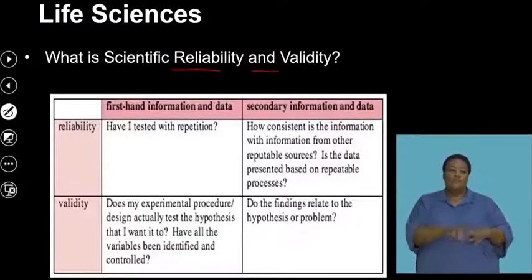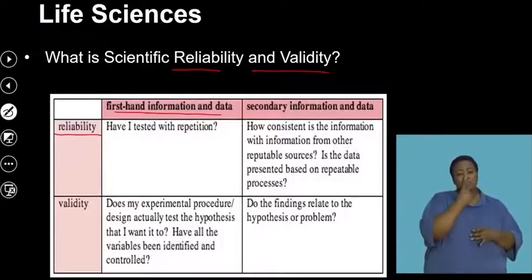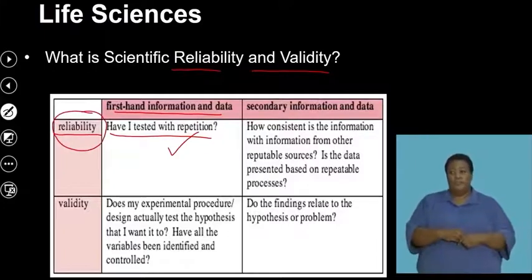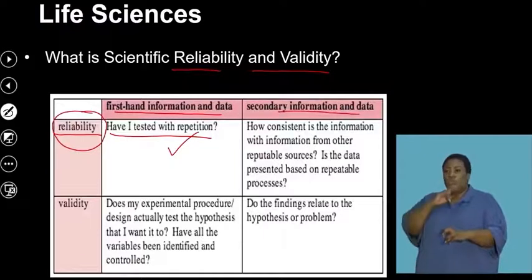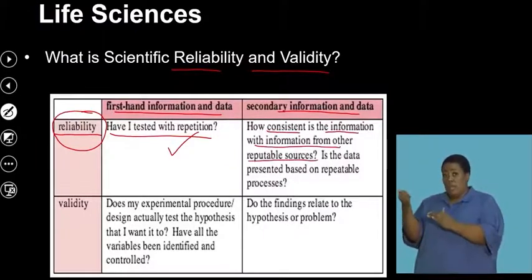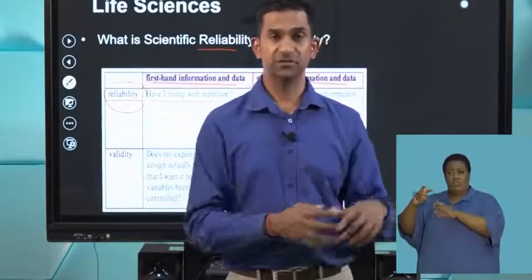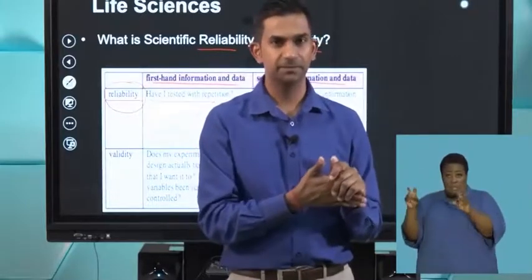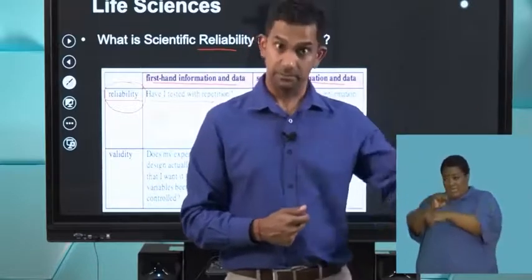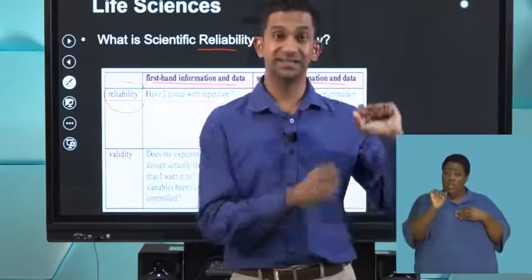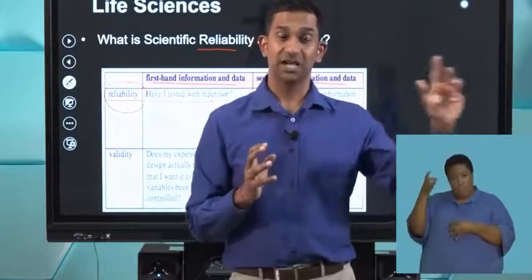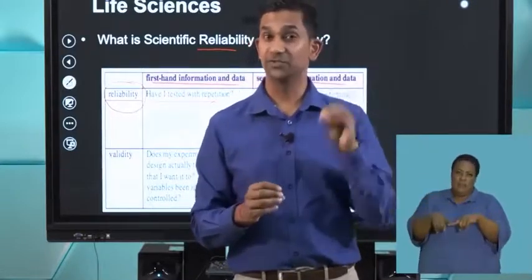So let's look at reliability and validity in a comparison table. When we look at reliability, we know that in first-hand information and data, have I tested with repetition? If you've tested with repetition, we say that you have now produced reliable results. In secondary information and data, that means if you're doing research and collecting data from different sources, how consistent is that information from other reputable sources? Is the data presented based on repeatable processes? Essentially, if you did secondary research and Googled information around a similar topic, are those experiments producing the same reliable results that you have got? If they do, we say that that information is reliable, because we're linking the reliability of yours to that, and hence it increases the reliability when we talk of secondary information.